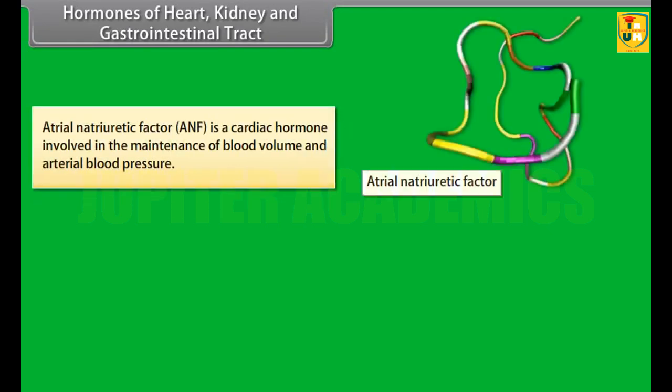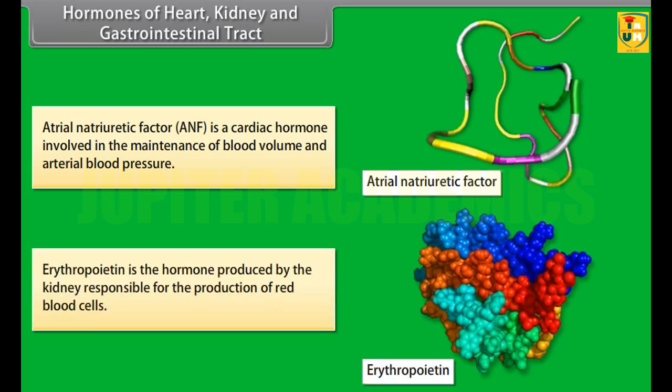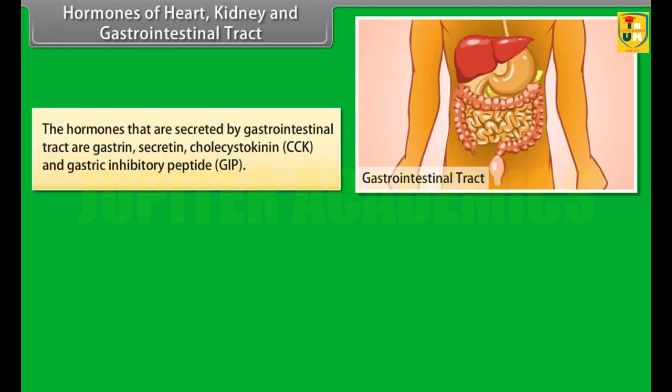Hormones of heart, kidney, and gastrointestinal tract. Atrial natriuretic factor, ANF, is a cardiac hormone involved in the maintenance of blood volume and atrial blood pressure. Erythropoietin is the hormone produced by the kidney responsible for the production of red blood cells. The hormones secreted by the gastrointestinal tract are gastrin, secretin, cholecystokinin (CCK), and gastric inhibitory peptide (GIP).